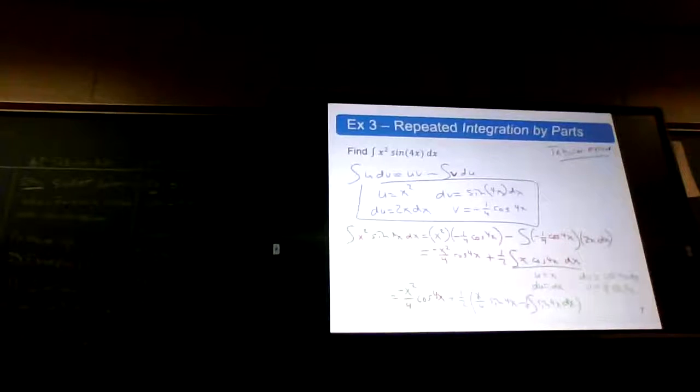You've got to be really careful because we've got nested stuff going on here. So I think negative and negative is going to make that positive. So that looks like 32 maybe, right? So this integral is negative x squared over 4 cosine of 4x plus x over 8 sine of 4x. And then I hope I didn't screw this up, but I did it before class, so I can check.